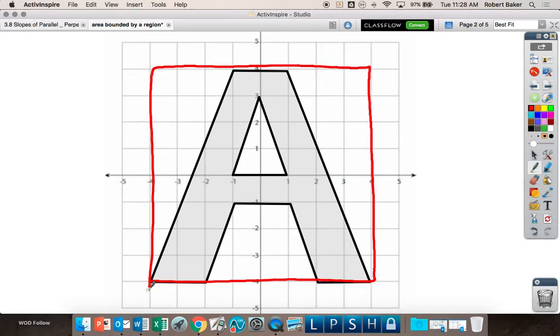I already found the area for the monster. 1, 2, 3, 4, 5, 6, 7, 8 times 8. So 64 is the total. And we have to subtract 12. How big is this one? 12.